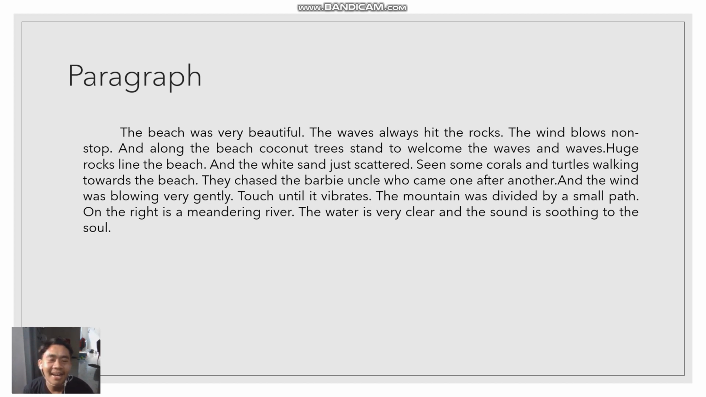The beach was divided by a small path on the right, a meandering river. The water is very clear and the sun is something to be seen.